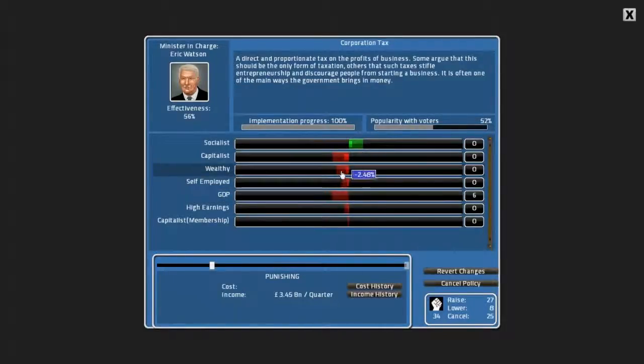So for example, the wealthy will be upset immediately, that's 0. Capitalists will be upset immediately, socialists happy immediately. But this 6 means that this effect is going to fade in over time. So if I make that change, we'll gradually see the thicker bar move towards where it should be, which is the final effect of it. That's one change on here.